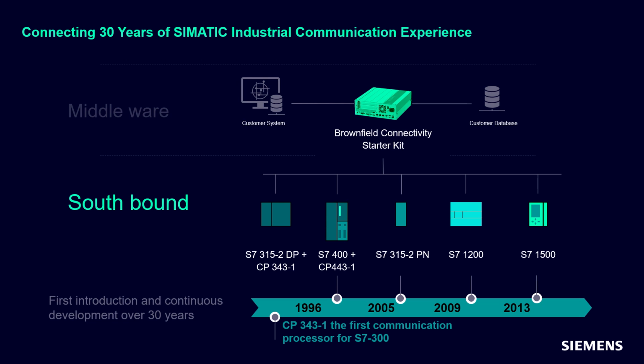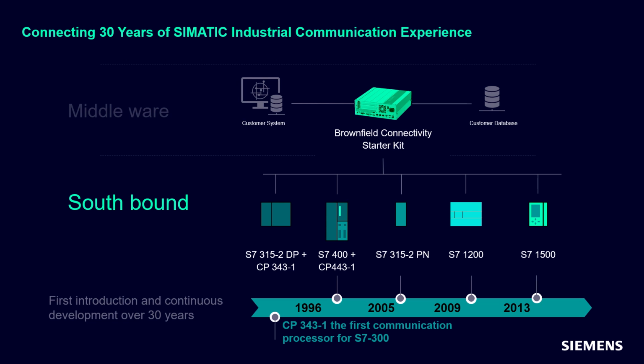With the Brownfield Connectivity Starter Kit, you can connect to the first S7-300 CPUs arising on the market back in the 90s, the same way you would with current CPUs out there. Of course, there are some preconditions, some things you should know before you start, but this is all very easy to handle, as you will see.